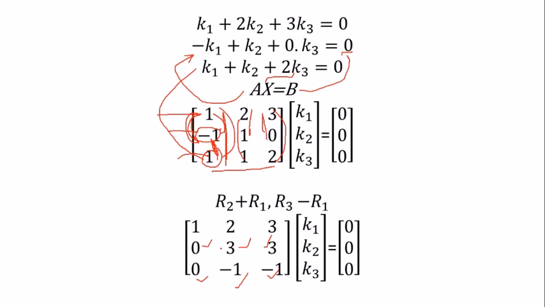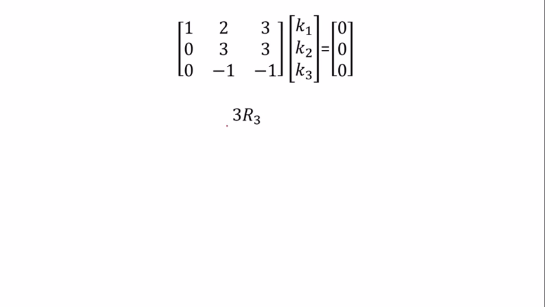K1, K2, K3 unknowns as it is, and the right hand side 0 as it is. Now again we have to simplify this further. So to simplify, now we'll apply 3R3 plus R2 because we want to convert this element into 0. If you multiply it by 3, it becomes minus 3 plus 3. So this element becomes 0 and we'll get the required upper triangular or echelon form of this matrix.